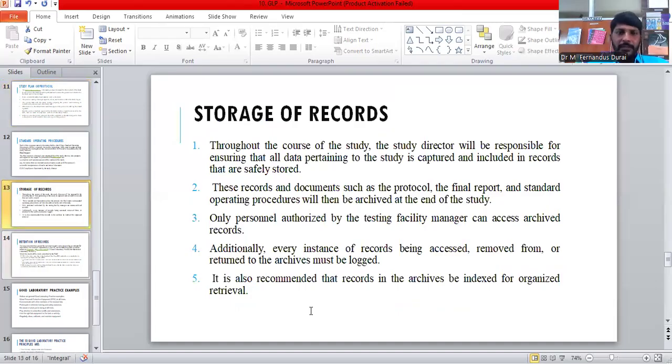Storage of records. Throughout the course of the study, the study director will be responsible for ensuring that all data pertaining to the study is captured and recorded and stored safely. These records and documents, such as the protocol, the final report, and the standard operating procedure, will then be archived at the end of the study. Only personnel authorized by the testing facility manager can access archived records. Additionally, every instance of records being accessed, removed from or returned to the archive must be logged.